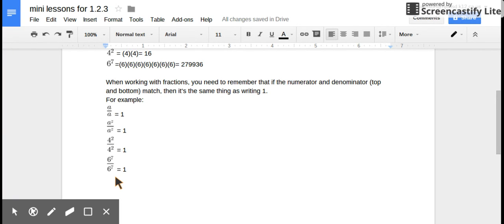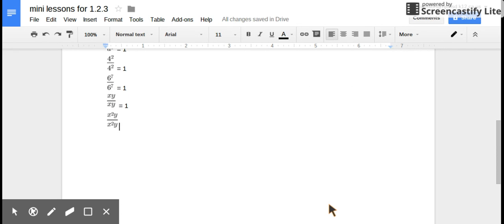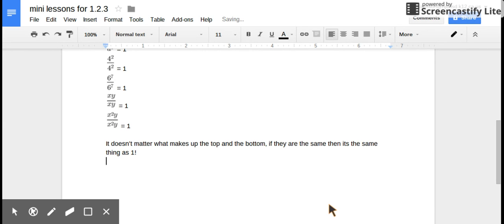It doesn't matter what you put in there. So if I have multiple letters like this one, x times y over x times y, still equals 1. If I throw some exponents in there, it's still going to equal 1. It doesn't matter. If the top matches the bottom, it's always, always, always 1.